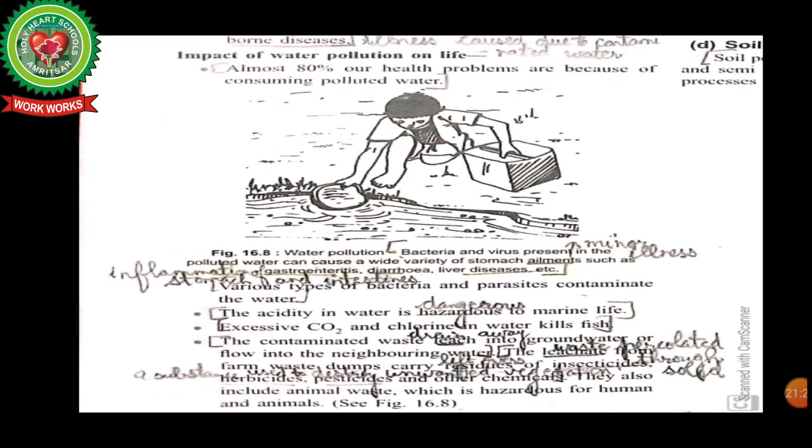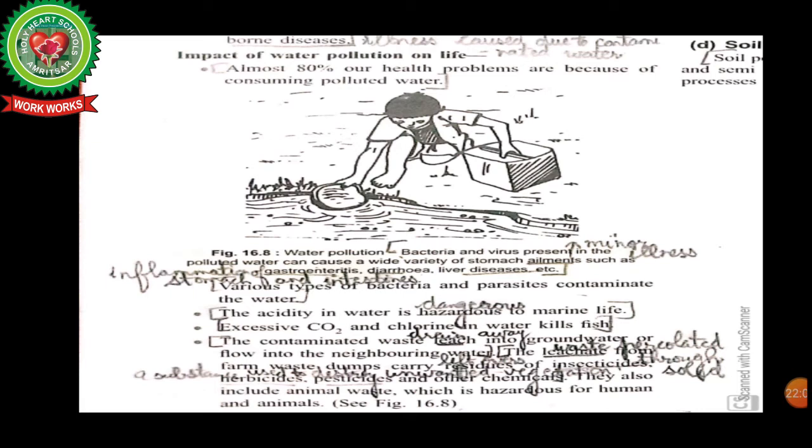Ailment means minor illnesses, that is छोटी-छोटी बीमारियां, such as gastroenteritis, that is inflammation of stomach and intestine. It is very common these days due to the intake of poisonous or polluted water. Diarrhea, liver diseases, etc. Various types of bacteria and parasites contaminate the water, that is, they make the water dirty. The acidity in water is hazardous, that is dangerous to marine life.